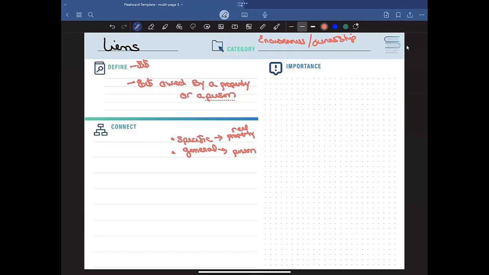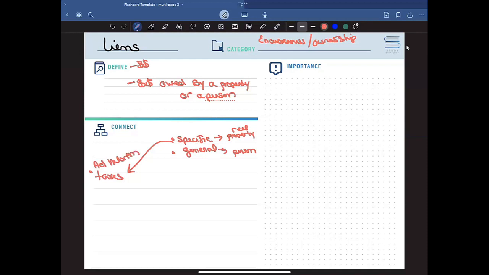So liens, yes, they do come in specific or general types, but a lien is a charge or money owed by a person or a property. Deal. Okay. So we know there's specific liens. Can you name another type of specific lien, besides, because I said, taxes, your ad valorem?